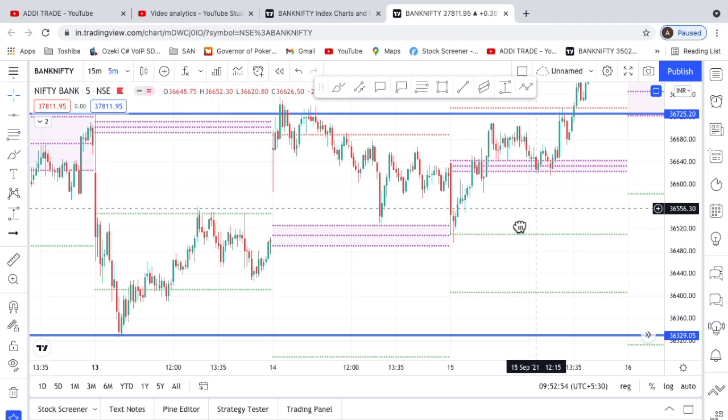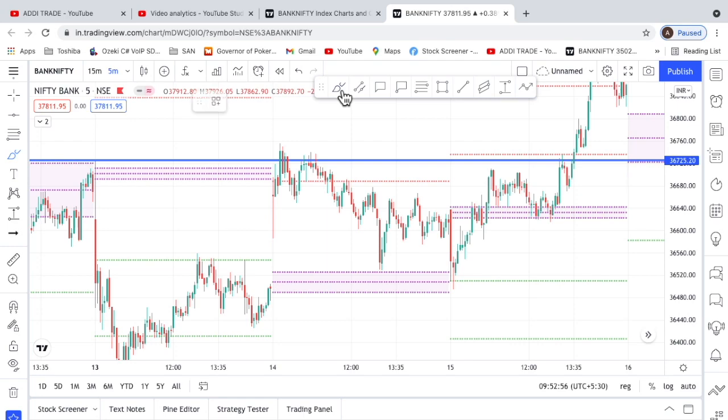Now, what happened over here? This is a classic example of the third point. This is the opening point where the price opened for 14th September. The price opened between CPR and R1 previous day high. The blue line is the previous day high. The price opened here.